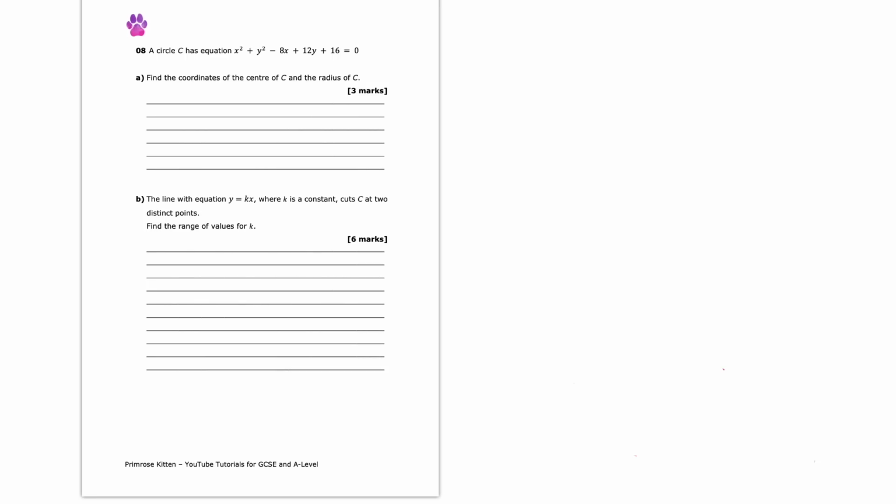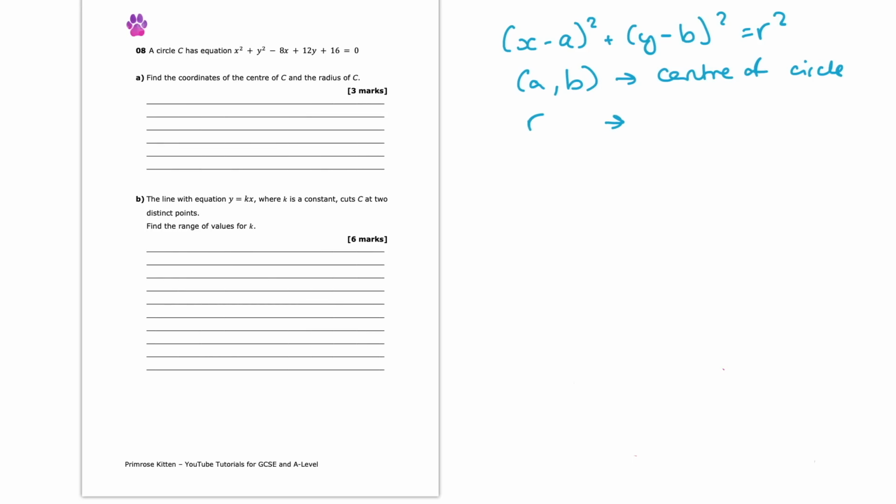So this question here is all about a circle, and we're given its equation. Now, to be able to do this question, what we need to do is we need to know what the general equation of a circle is. So what that looks like is (x minus a) squared plus (y minus b) squared equals r squared. And in that case, (a, b) would give you the coordinates of the centre of the circle, and r would, of course, be the radius. So here where we're asked to find the coordinates of the centre of C and the radius of C, what that is actually asking us to do is to rewrite this in the format of (x minus a) squared plus (y minus b) squared equals r squared.